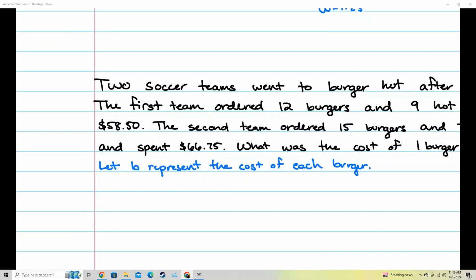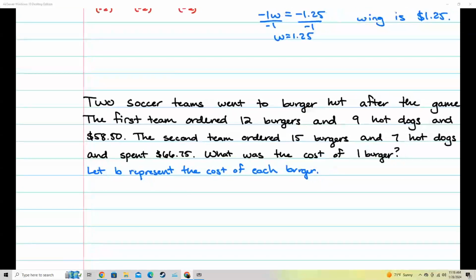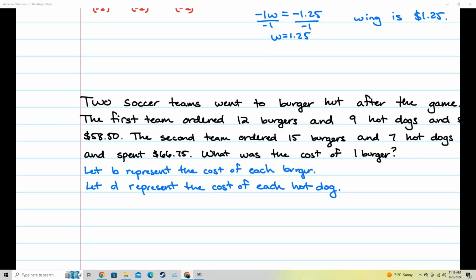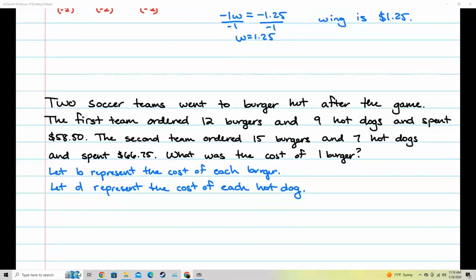All right, so I got B. What else did they buy? They also bought hot dogs. So I'm going to say let D represent the cost of each hot dog. Okay, I defined my variables. Let's go ahead and start coming up with equations.